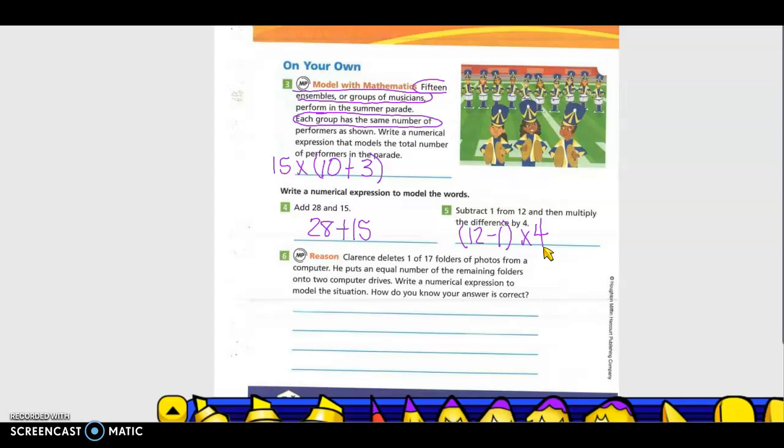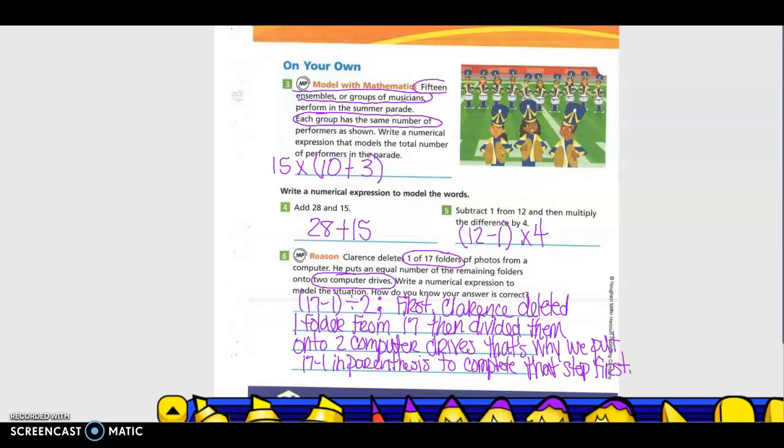Okay, number 6. Clarence deletes one of 17 folders of photos from a computer. He puts an equal number of the remaining folders onto 2 computer drives. Write a numerical expression to model the situation. How do you know your answer is correct? Okay, so we said our equation would be parentheses 17 minus 1 parentheses divided by 2 because first Clarence deleted one folder from 17 and divided them onto 2 computer drives. That's why we put 17 minus 1 in parentheses to complete that first.